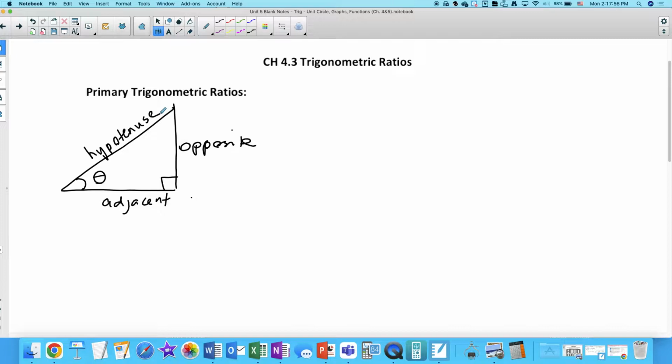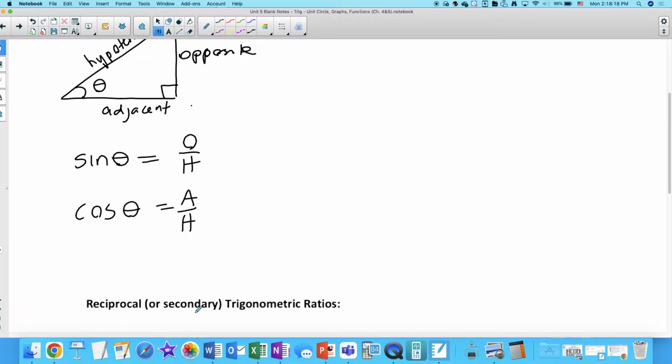Okay, so the three primary trig ratios are sine, cosine, and tangent. So the sine of that angle is opposite over hypotenuse. The cosine is adjacent over hypotenuse. And the tangent is opposite over adjacent, right? So you guys may have heard SOHCAHTOA. I think that's probably why we give the three trig ratios in that order, because of that little mnemonic. But those are the three primary trig ratios. I know that you guys know this and have seen it.